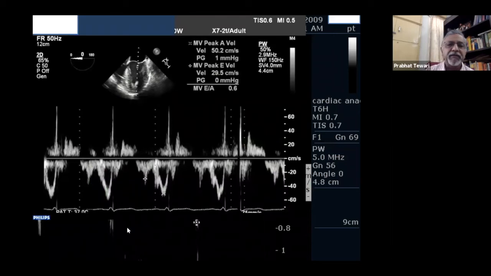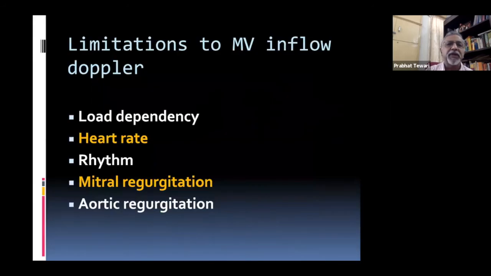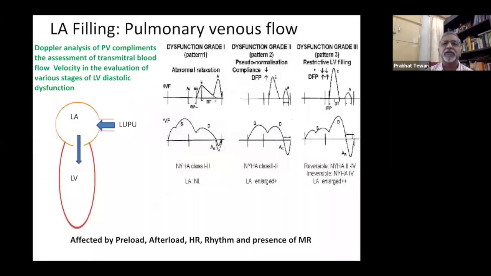Then there are other ones. Here A is more, here A is 2.2. Again, you can see limitations for this: load dependency, heart rate and rhythm, mitral regurgitation and aortic regurgitation.